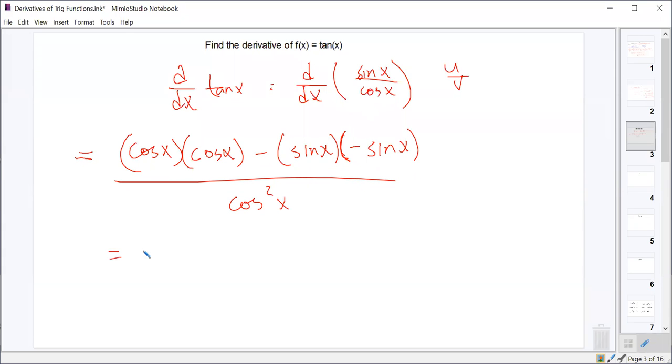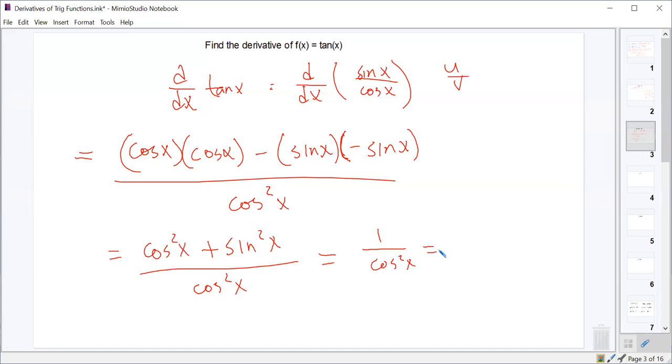So what does that give us? It gives us cosine squared x minus negative sine squared, or plus sine squared x, over cosine squared x. And some part of that is very easily simplified, right? What do we get? The numerator is 1, so we got 1 over cosine squared x, which is secant squared x. That's our third trig derivative. Derivative of tangent is secant squared. You're going to want to know that and have that one memorized as well. Good or no?